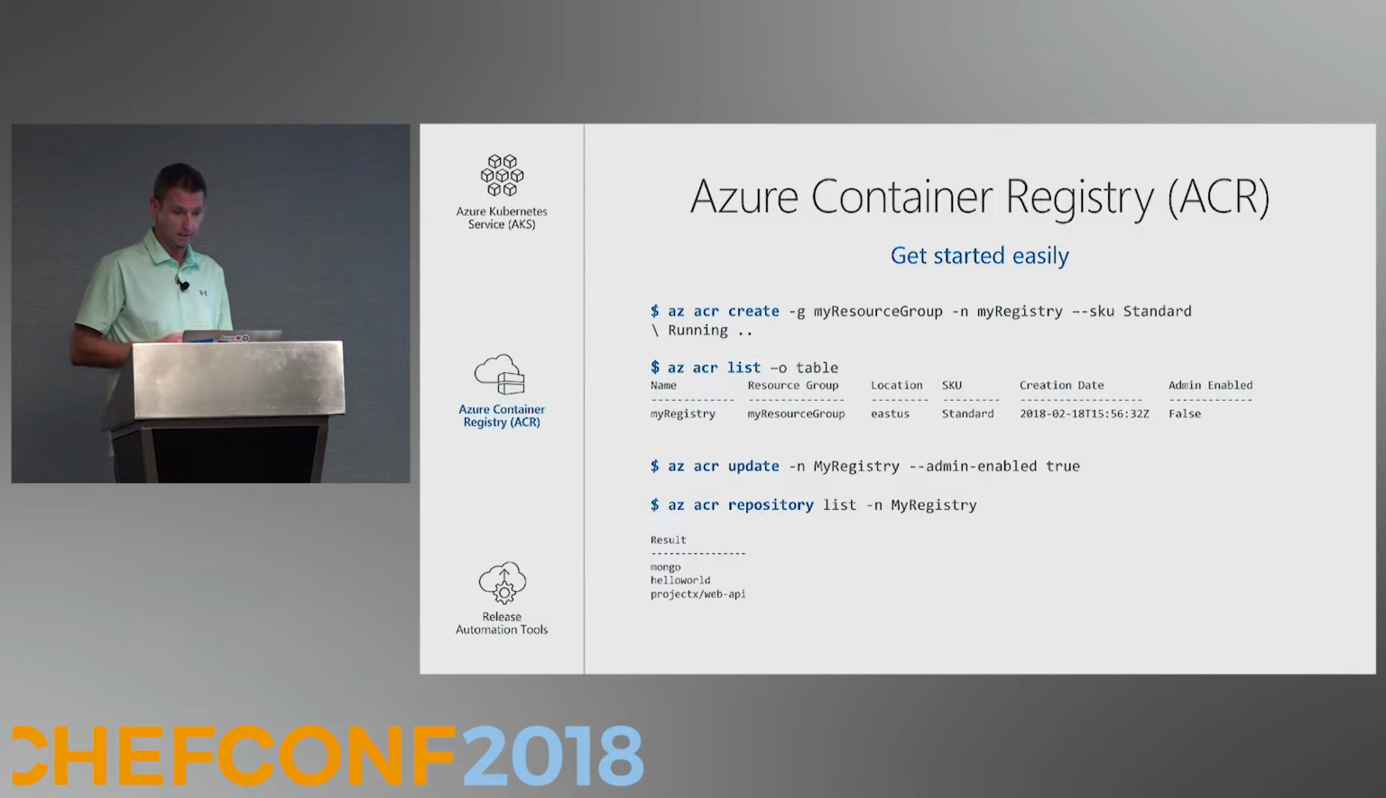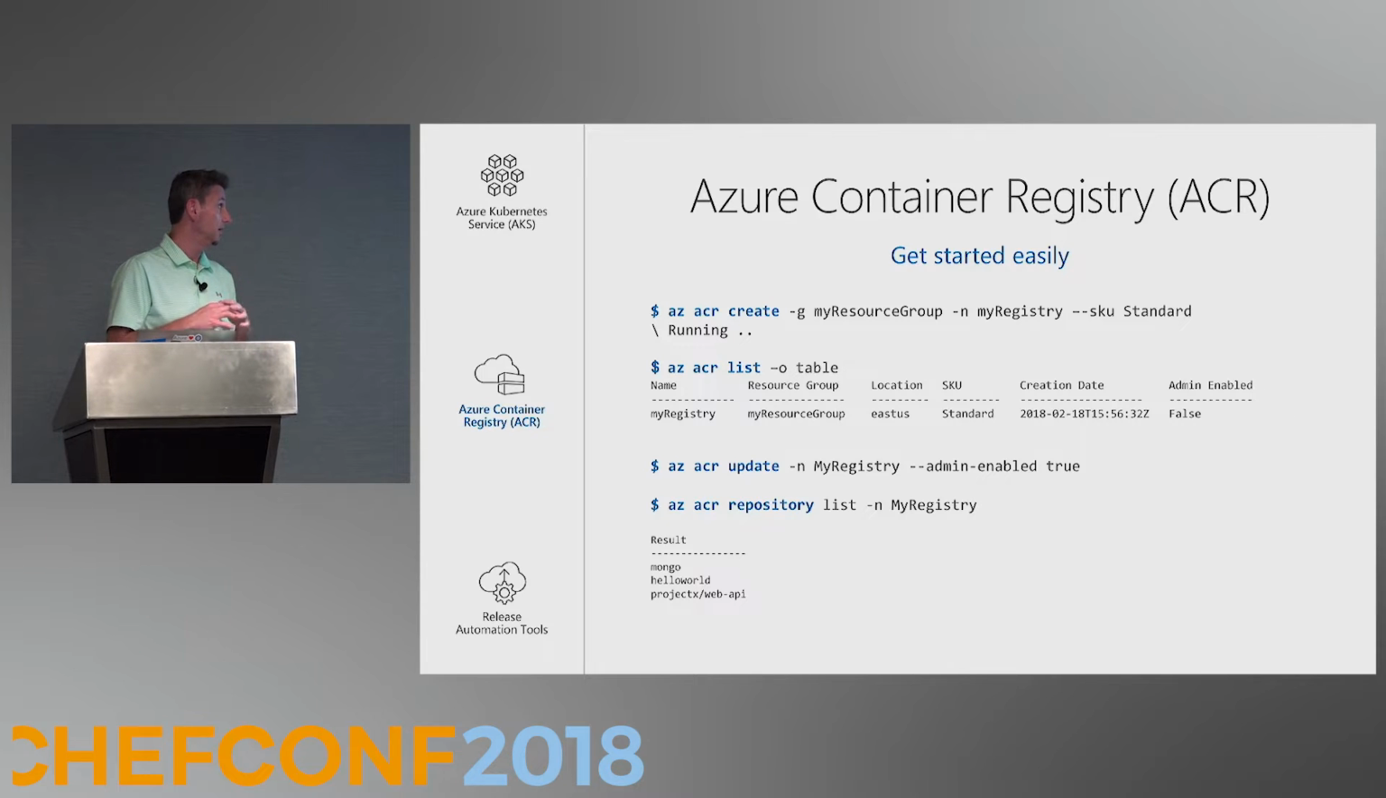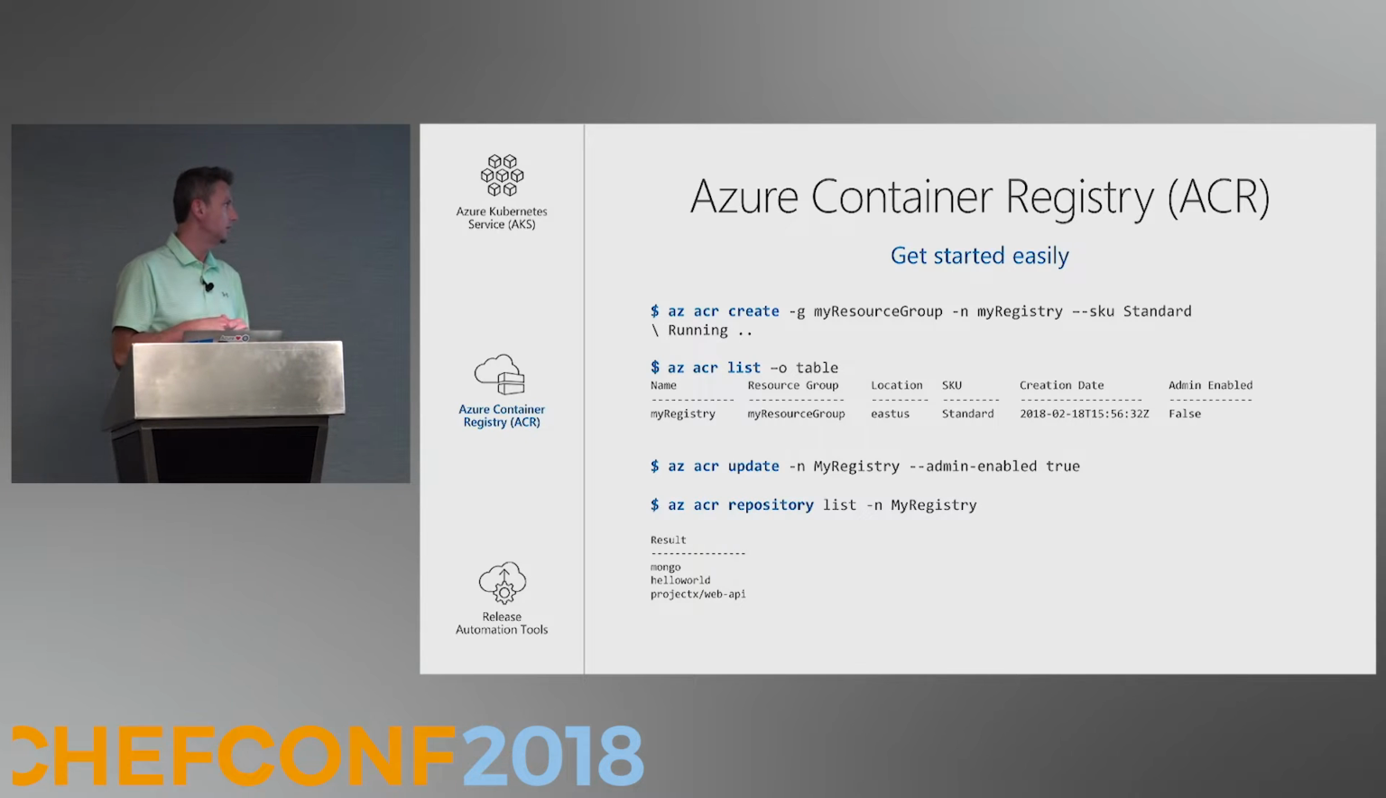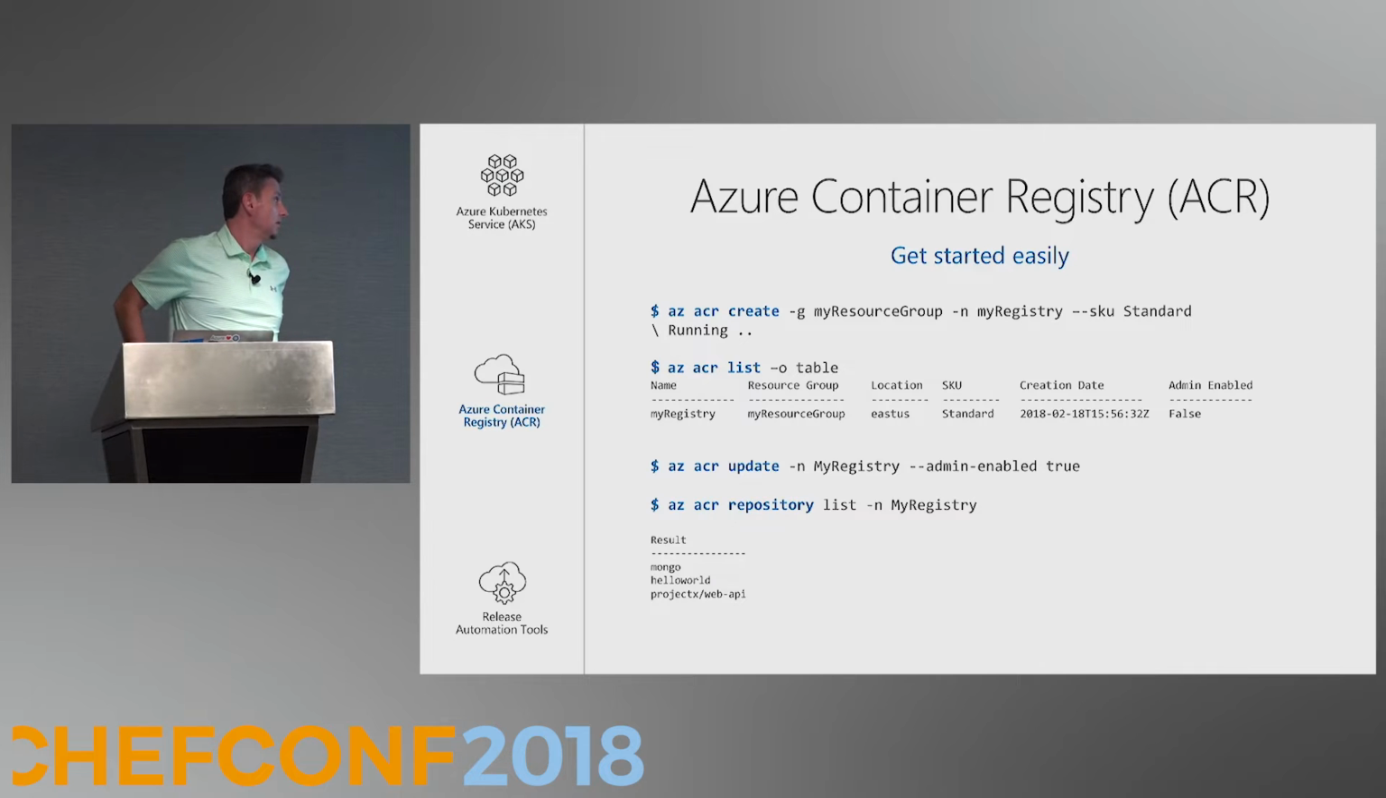To create it, same thing along. You're going to want to script it, or I'll show you in the portal in a second. AZ ACR create, your resource group, your registry name, standard, etc. You can list it out, etc. Then I want to go in there and update for admin enabled, where you can give it a username and password. And then list the repositories. There's many more commands that you could run on this, but this is how you list them all out.